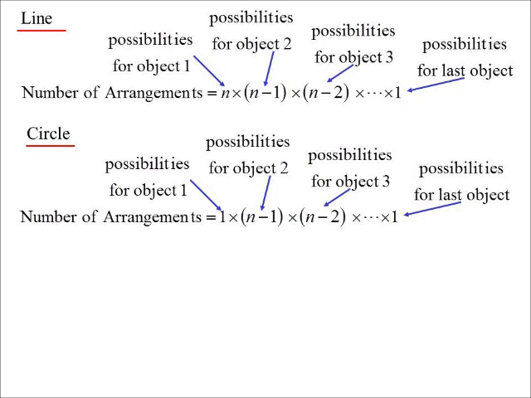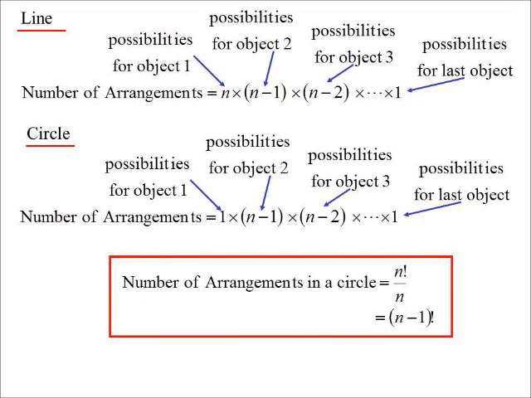Or another way of thinking about it, n factorial was the number of ways that we arranged in a line divided by the number of ways we could arrange that first object, because now that doesn't matter. So n factorial divided by n, which again turns out to be n minus 1 factorial. So really all we have to remember is when we're placing objects in a circle, we just take one off. So let's look at some examples.